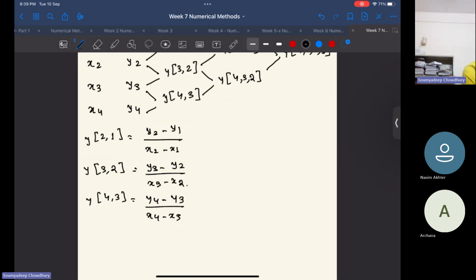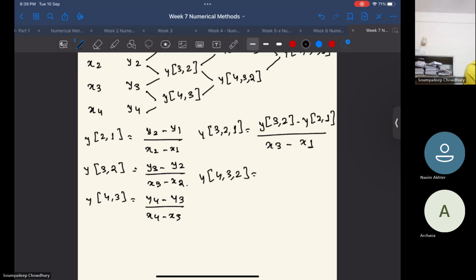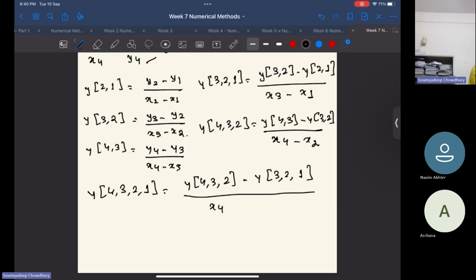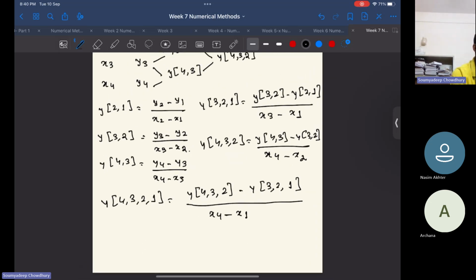So now using these 2, 1 and 3, 2, we have y3, 2, 1. So it is nothing but y3, 2 minus y2, 1 by x3 minus x1. And using these two, we have y432, y43 minus y32 by x4 minus x2. From these two second order differences, we have the third order difference, 4, 3, 2, 1. So it is nothing but y432 minus y321 by x4 minus x1. So now you have all these divided difference coefficients. These are called the coefficients of Newton's divided difference.